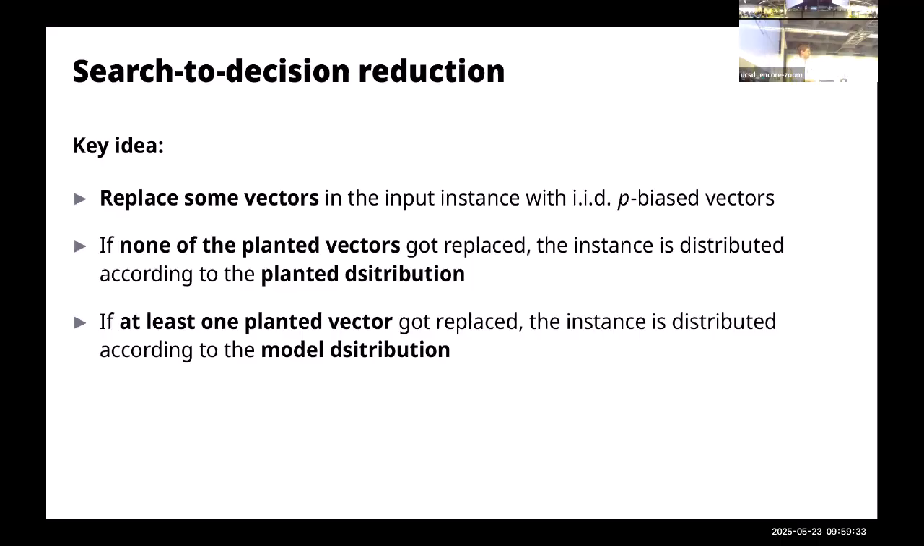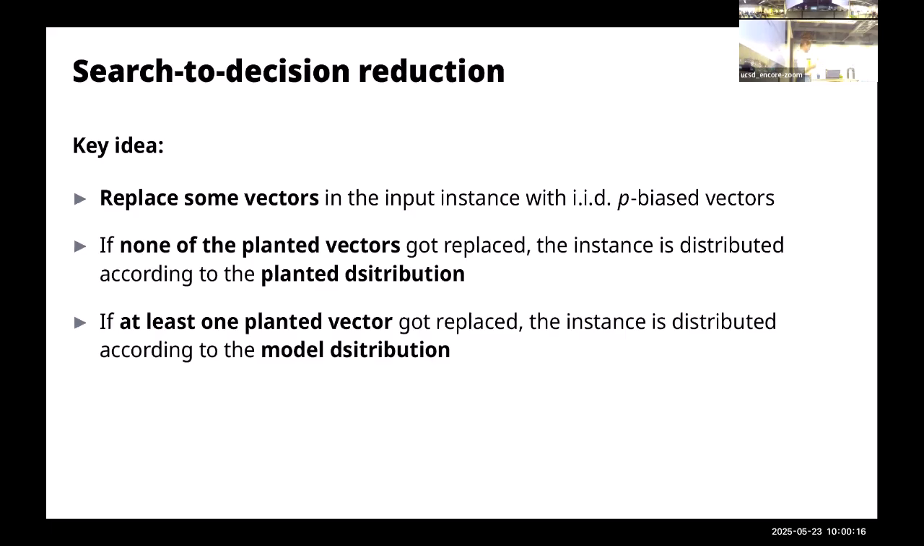And the way it works is actually very simple. It's based on one observation. The observation is that I take the instance that you gave me, which is a planted instance, and then for some set of vectors, I discard them, and instead I put a completely random vector, so vectors with IID p-biased entries. And if the set that I replace is disjoint from the solution, then the solution is still there. So I just replace some random vectors with some other random vectors, so it's still the same distribution. So the decision algorithm should say plant.